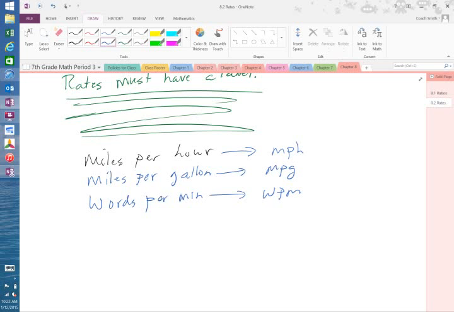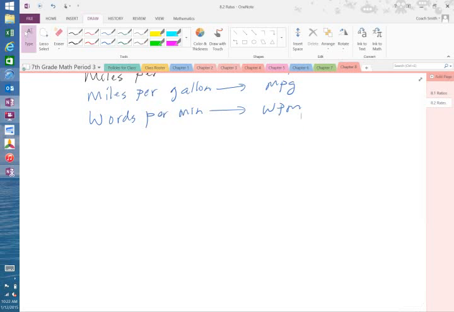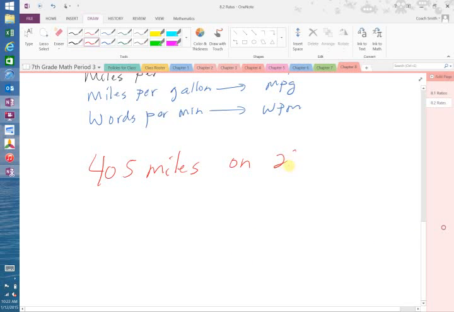Okay, so those are just three examples. We'll go over some more here in a second. But you must have a label with your answer when you're dealing with rates. If you don't, it will be wrong. Okay. For example, if I said you could travel 405 miles on a 28-gallon tank.